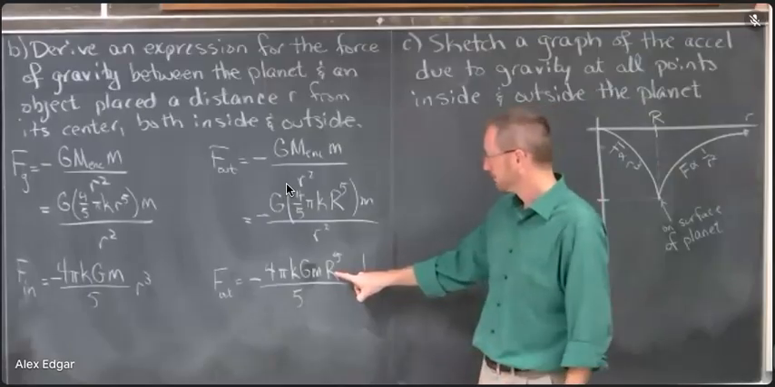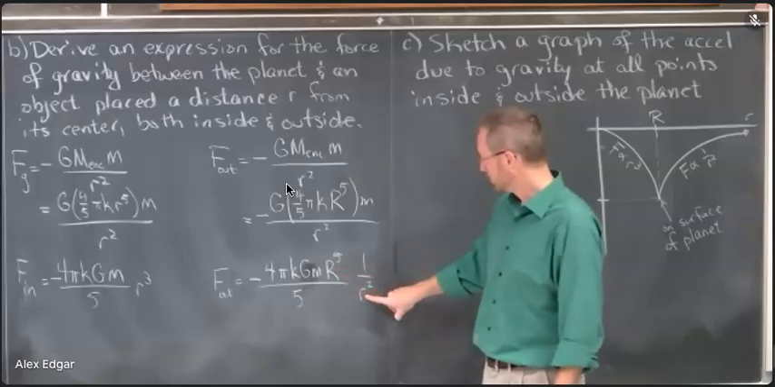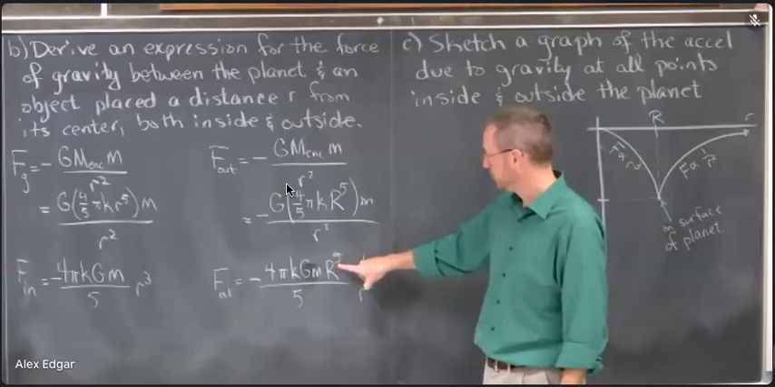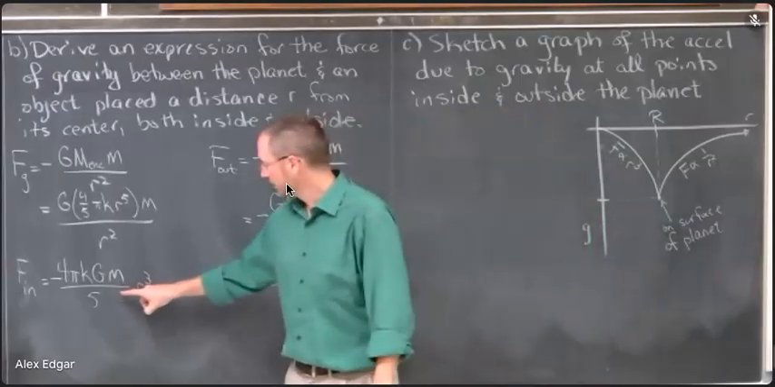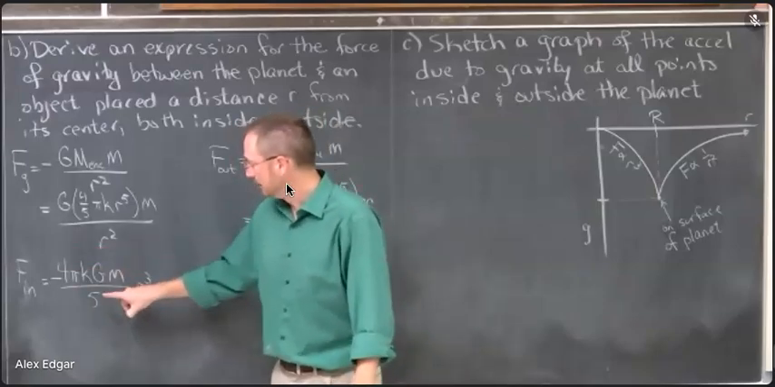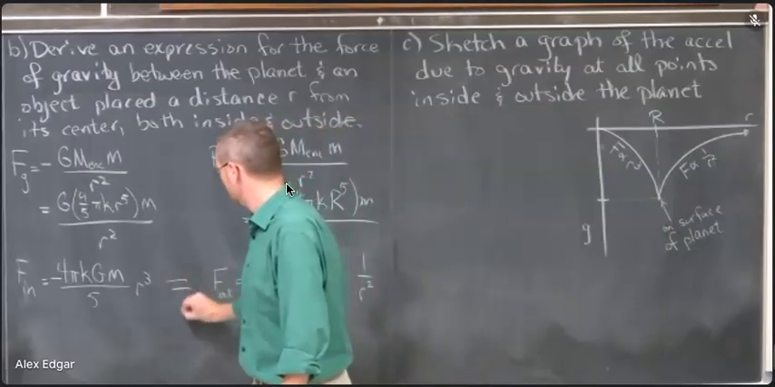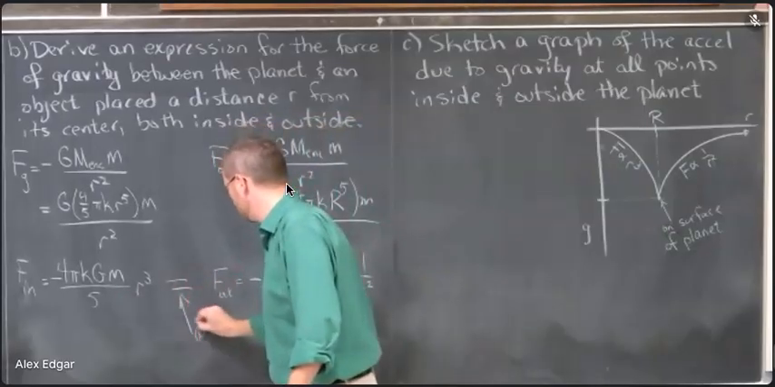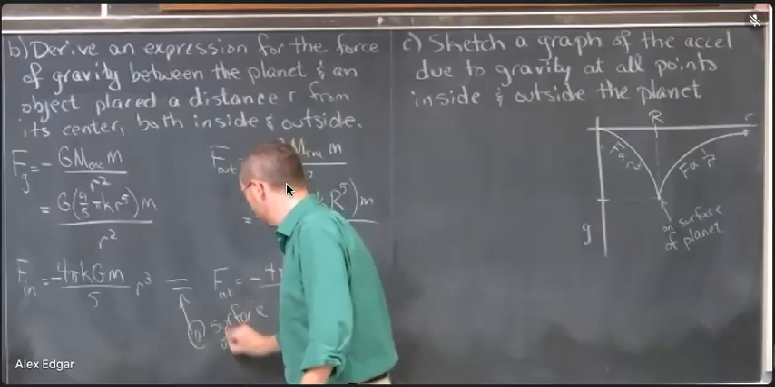It's also big R. You should notice that when we do that, this r squared becomes a big R squared, and it cancels with this guy, and we get an r cubed up here, and this whole constant out front is the same. Take a look over here. This little r becomes big R cubed, and this constant outside is the same. At the surface of the planet, these two guys are equal. So these guys are equal at the surface of the planet.